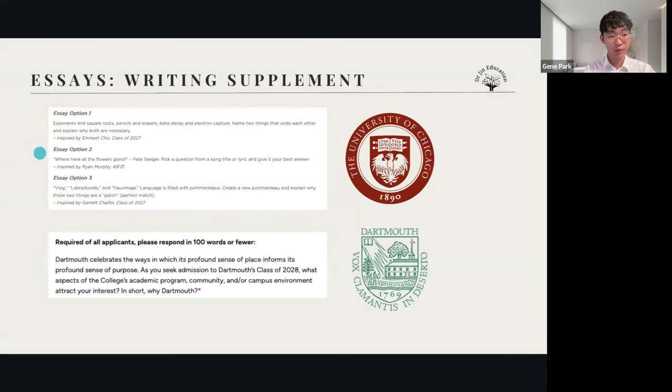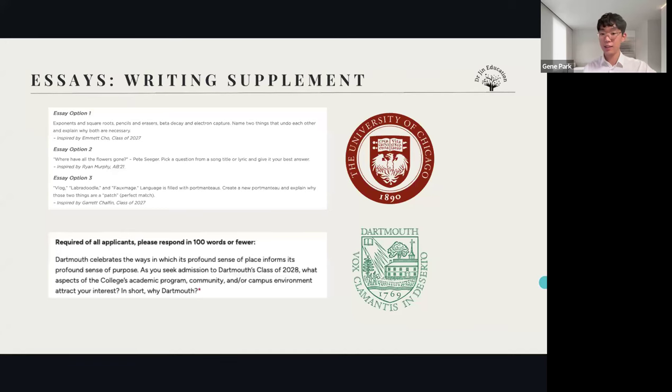Or essay option 2, where have all the flowers gone? Pete Seeger, pick a question from a song or lyric and give it your best answer. So these are sort of opportunities for you to further express your creativity, maybe your wit, or just how you tend to express yourself. What prompt you choose and how you answer it gives a lot of information as well, right?